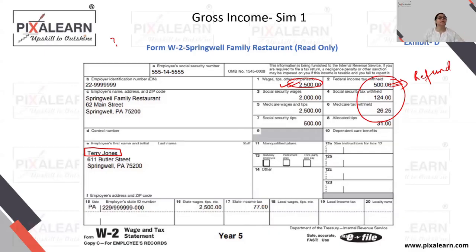Why? Because my standard deduction is 1300 or earned income plus 450, whichever is higher. My earned income is 2500 and I will include 450. So ideally, I should not be paying any tax until I'm earning $2,950. Hence, I'm going to get this as a refund. How do I do that? By filing my own dependent's income tax return.